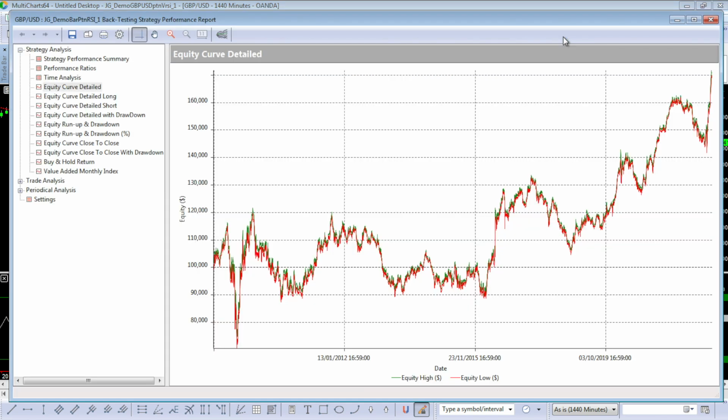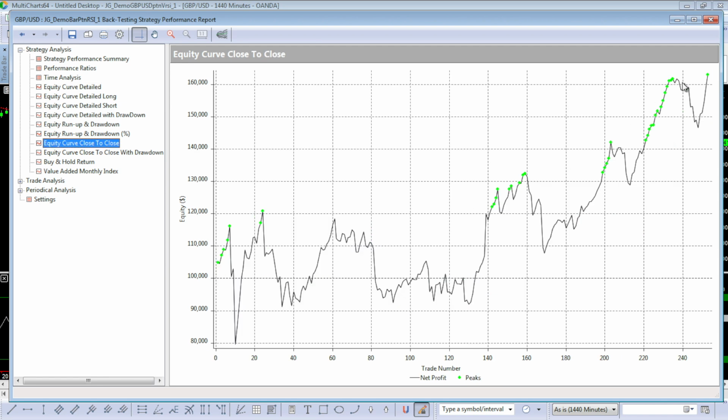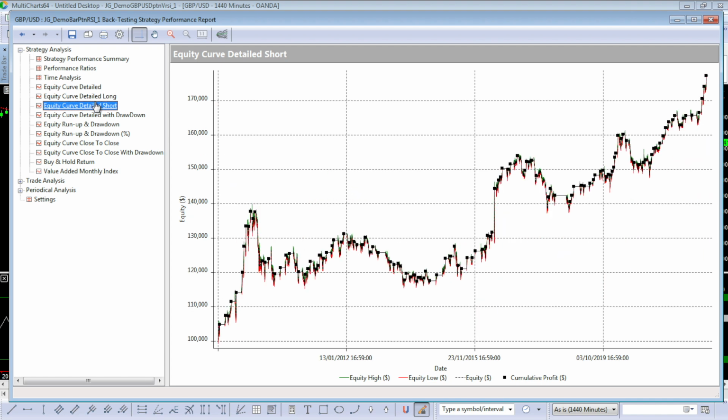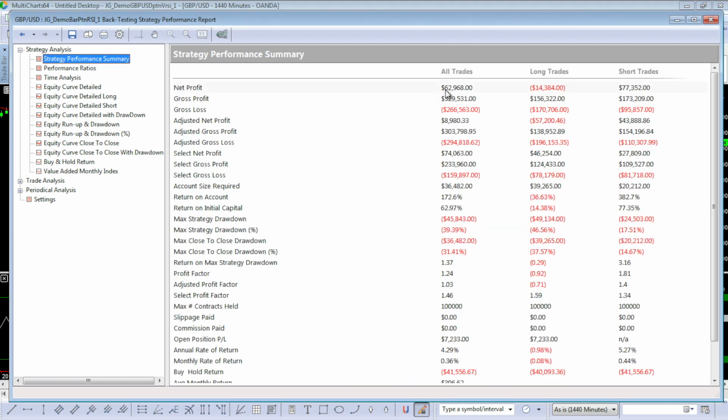That's what the equity curve looks like over all those years. Looking at close to close, you can see that it's making new highs right up until very recently. If we go long only, that's not a very good curve, is it? It's flat at best. So most of the money has been made on the short side of this pound-dollar strategy, making 62,000. Long is actually losing, so all of the money and more has been made on the short side.